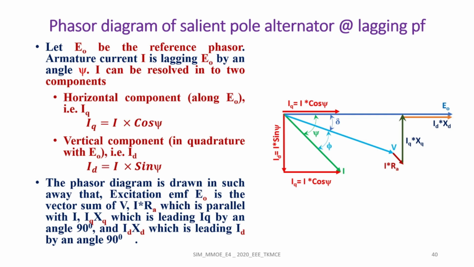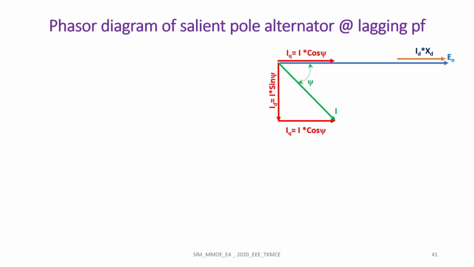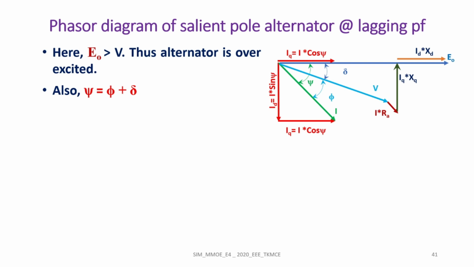Now let's derive the expression for E0 using this phasor diagram. E0 is taken as reference. Armature current is lagging E0 by psi. We are resolving armature current into in-phase component, that is IQ, and vertical component ID. Then we are subtracting IDXD from E0, which is leading ID by 90 degree. Then we are subtracting IQXQ, which is leading IQ by 90 degree. Then we are subtracting I into RA drops, which is drawn parallel to armature current. This gives terminal voltage V. Here it is to be noted that the magnitude of E0 is greater than the terminal voltage. So the machine is over excited.